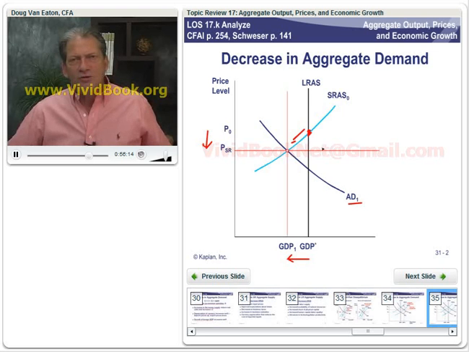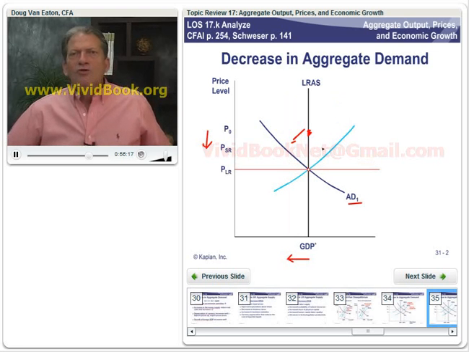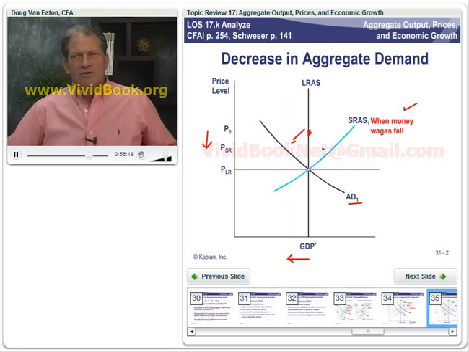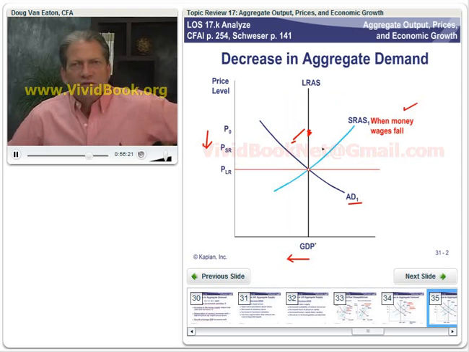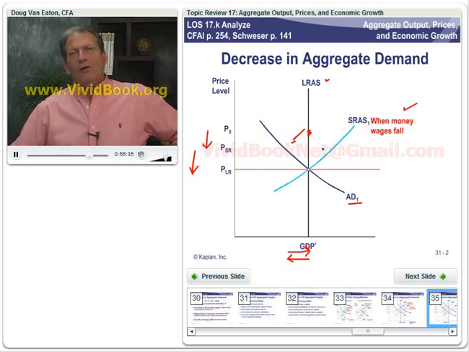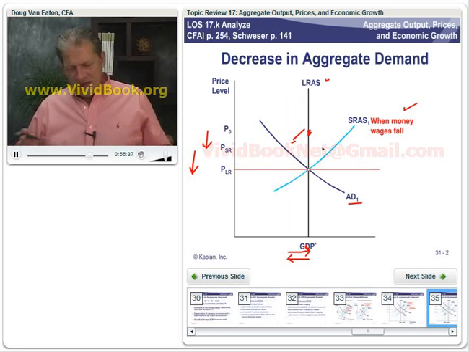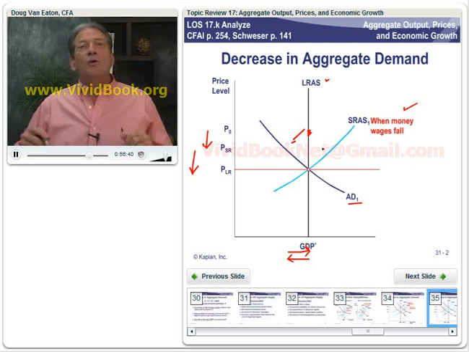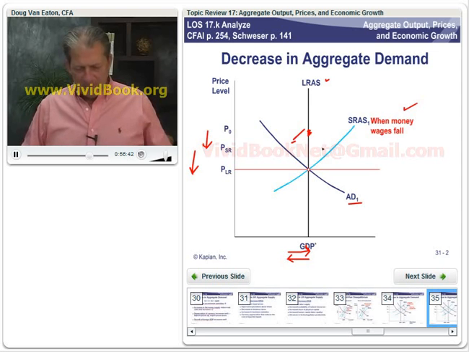Input prices fall. Short run aggregate supply shifts out to the right, increases as money wages fall. Prices fell again, the price level fell again, but we got right back to where we started on long run aggregate supply at full employment. So that's the equilibrating mechanism. It's changes in these input prices.